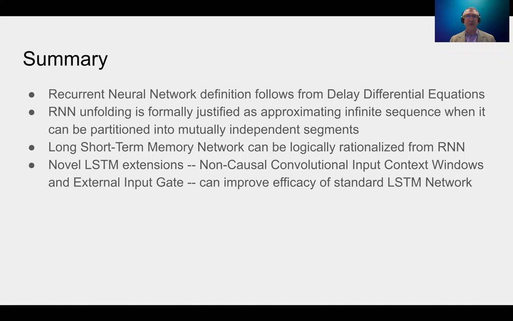The long short-term memory network is a robust variant of the recurrent neural network. We derived the LSTM network by imbuing the canonical recurrent neural network with nonlinear gates. Finally, guided by the objective to broaden the expressivity of the model, we introduced two novel extensions to the LSTM system: the non-causal convolutional input context windows and the external input gate.